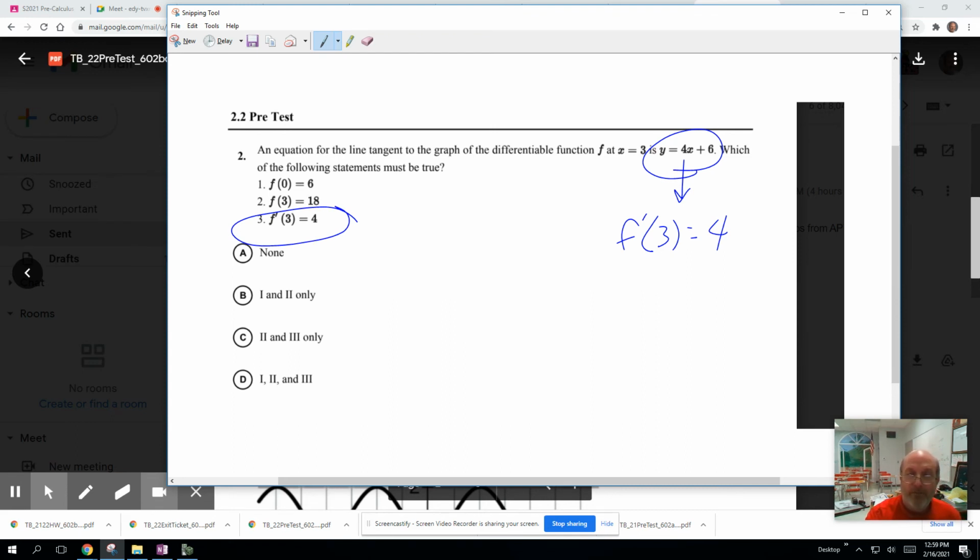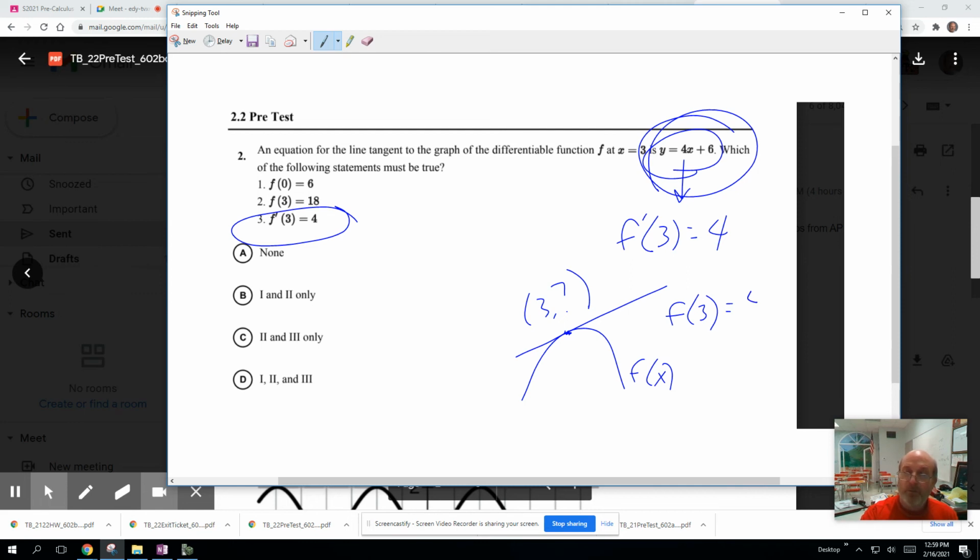Now, because the graph has to intersect the tangent line at the point, this was the point 3 something, it has to satisfy the equation of both f of x. So you plug in f of 3, that has to equal the same thing you would get when you plug in 3 to the tangent line equation. So that means that f of 3 has to also equal what you get when you plug in 3 to the tangent line equation. So we're going to get 4 times 3 plus 6.